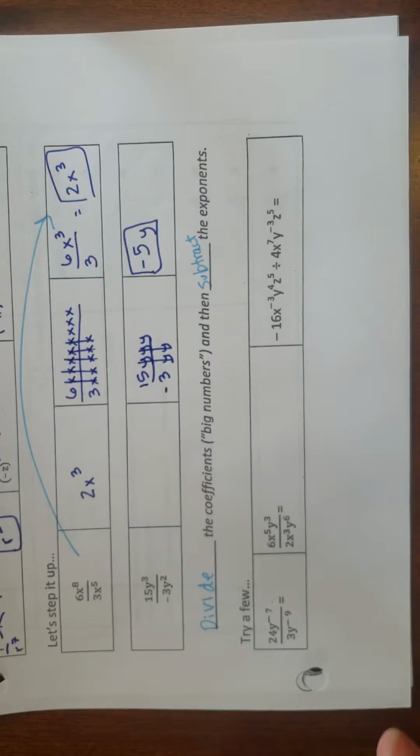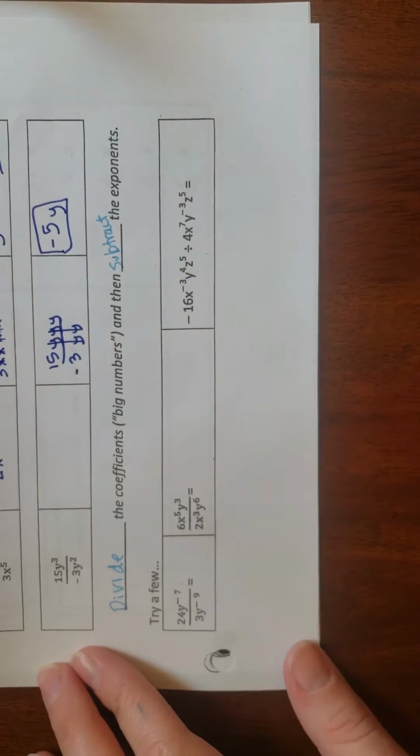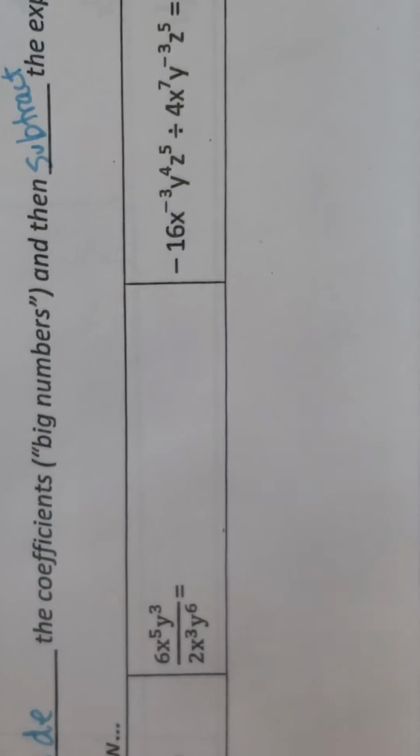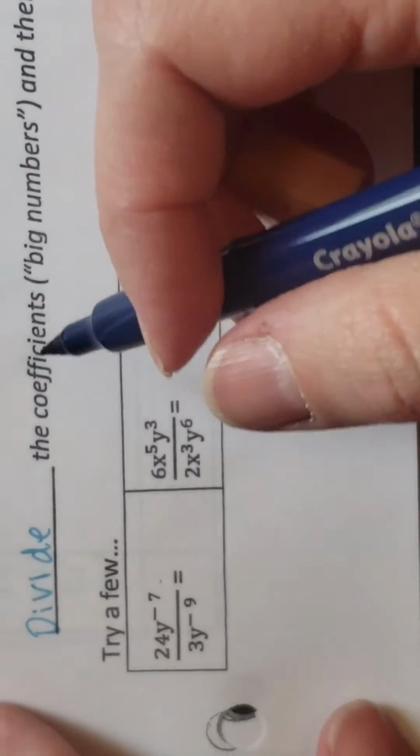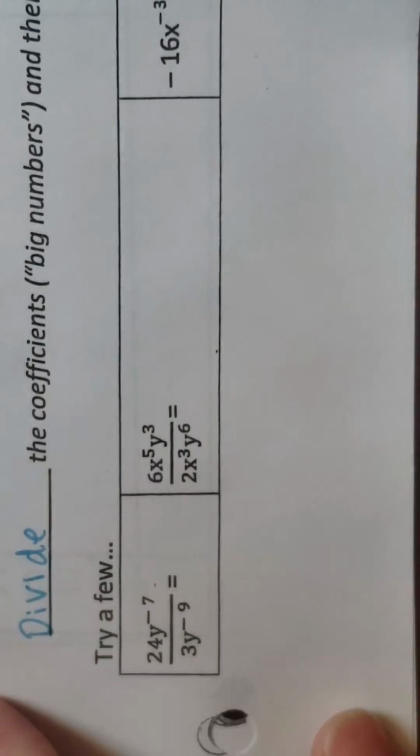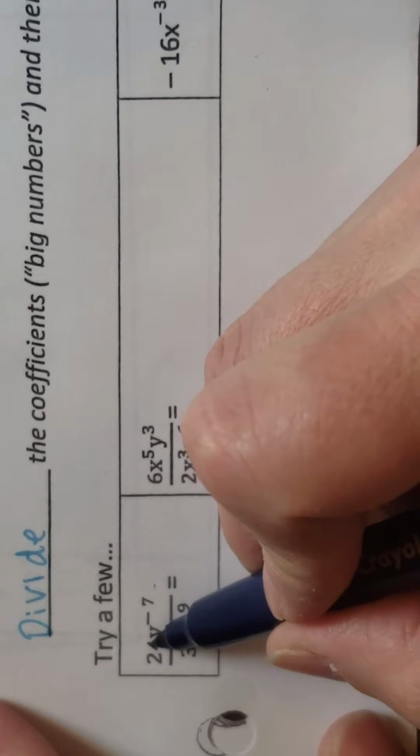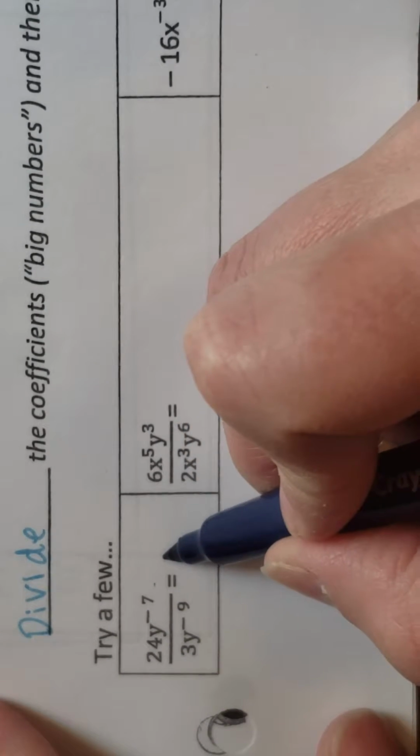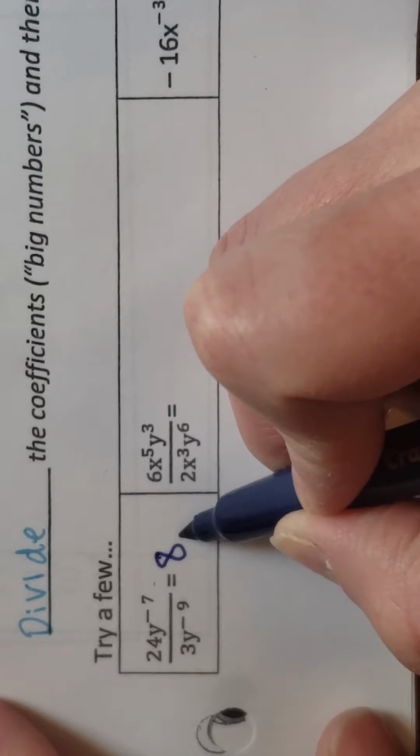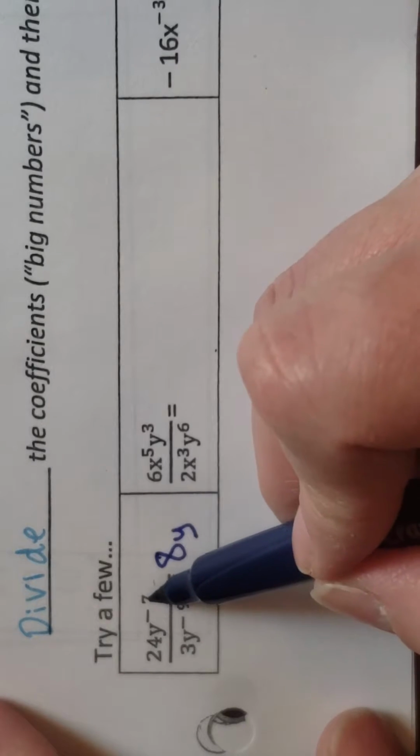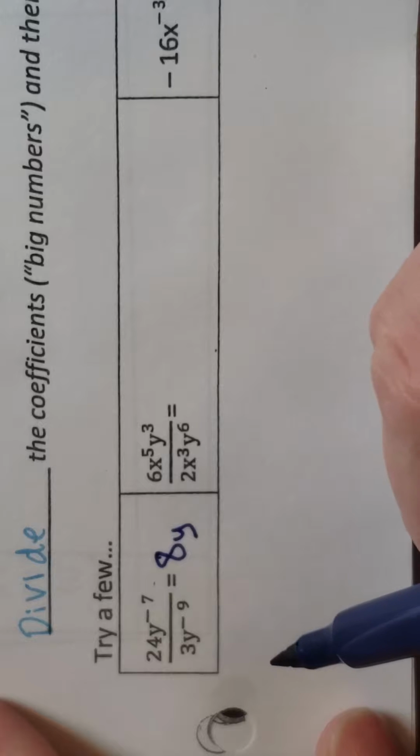We do the exact opposite. So let's zoom in and we can try a few of these. All right. So again, divide the big numbers, subtract the exponents. So 4 over 3 is 8. And y's, negative 7 minus negative 9.